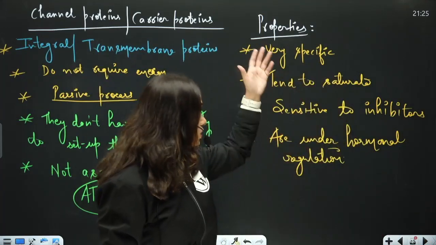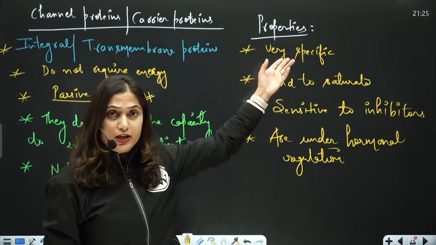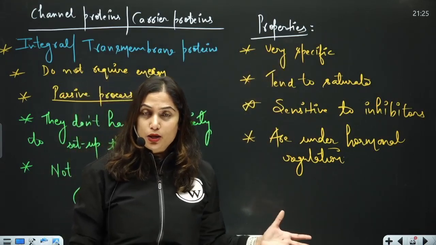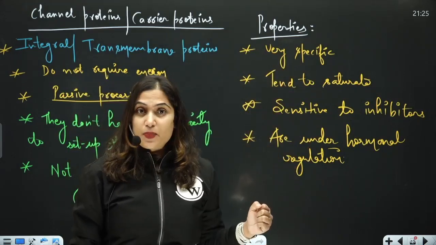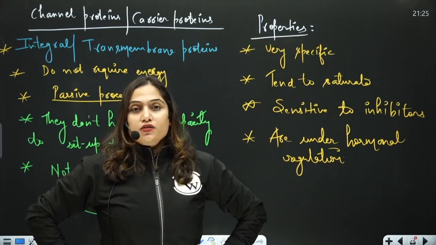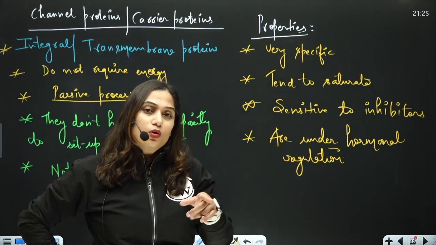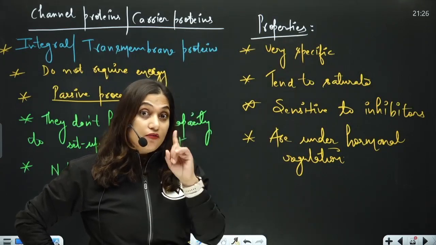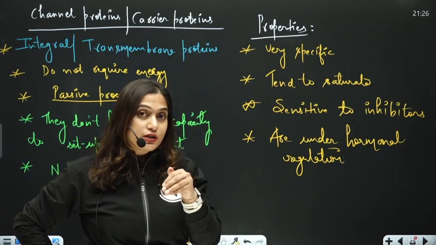Now these are the words of NCERT which are very important. What are the properties of the channel proteins or the carrier proteins which help in facilitated diffusion? They are very specific. That means any molecule will stand out of the cell and say that I have to enter into the cell. It will say no, you are not required into the cell. So they are very specific for the molecule it has to allow to go into the cell.